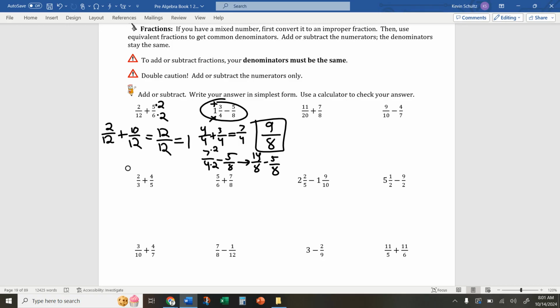You do not need to convert that back to a mixed number. Actually, once you hit pre-algebra, mixed numbers kind of go away. We don't use them anymore. We stick with improper fractions. So 9/8 would be a fine final answer.